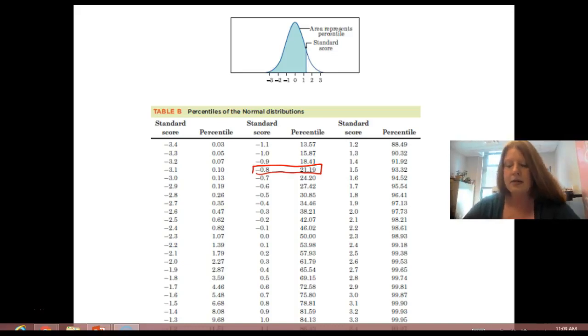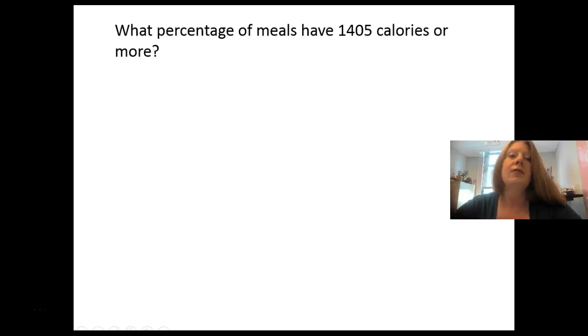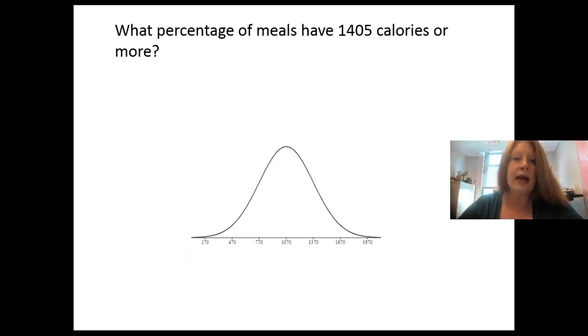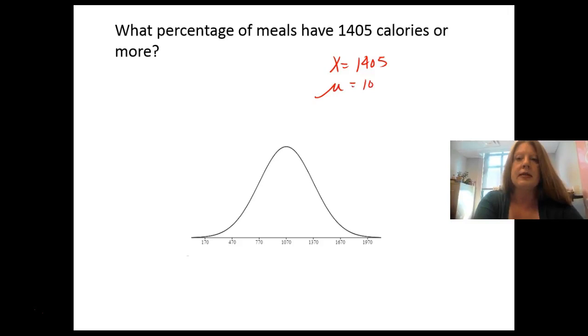All right, so let's move along and try another example. Okay, so what percentage of meals have 1405 calories or more? So again, we have our same distribution. So X this time is 1405. We know mu is 1070. We know sigma is 300. So we have all of our same values.